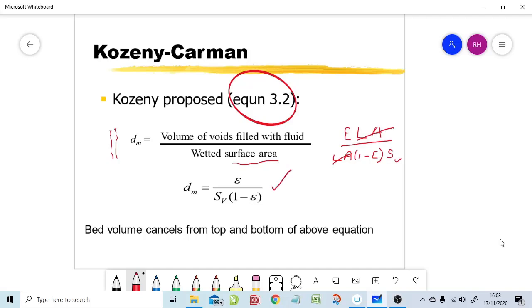So the equivalent pore channel diameter, the hydraulic diameter if you like, is simply equal to the voidage divided by the specific surface area times the solid concentration, or 1 minus the voidage. That is a very simple equation, but a very major one, which was really Kozeny's idea that he brought to the party to be able to solve the problem. So that was it. That equation is substituted into Hagen-Poiseuille.